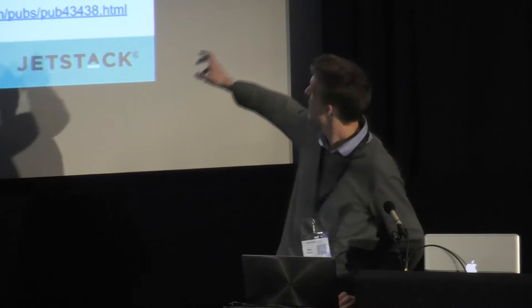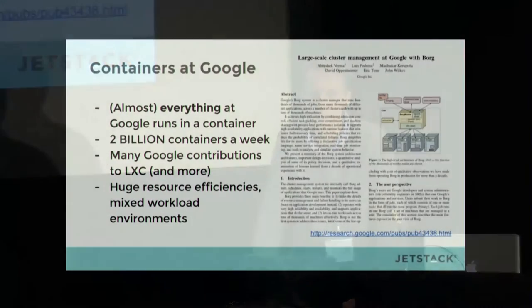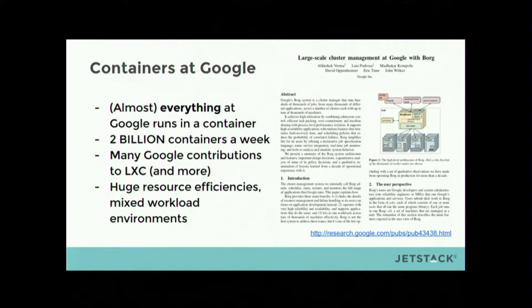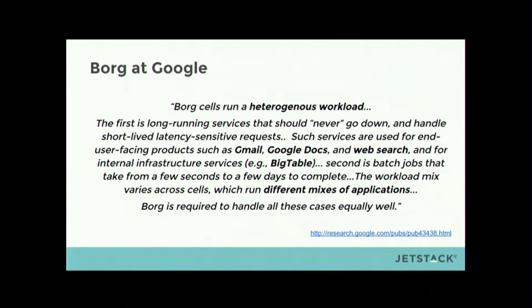So this is the Borg paper. It's a really interesting read. Maybe a bedtime read, I don't know, perhaps. But really, really interesting. And what it tells us are a few things, but I wanted to just pull out a few quotes. So Borg cells basically run everything. So we're talking here about completely heterogeneous workloads. We're not just talking about front ends. We're also talking about being able to handle the much longer running tasks, and also the short data intensive tasks.